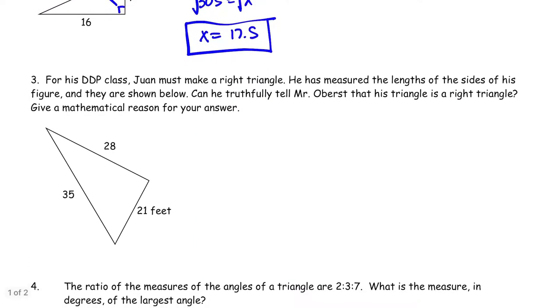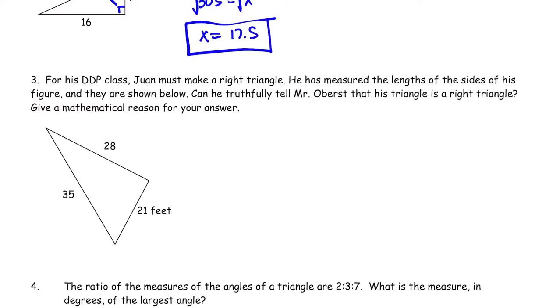Question 3, a little different question here because it's a word problem, but they're asking you to verify. It says for his DDP class, Juan must make a right triangle. He has measured the lengths of the sides of his figure, and they are shown below. Can he truthfully tell Mr. Oberst that his triangle is a right triangle? Give a mathematical reason for your answer.